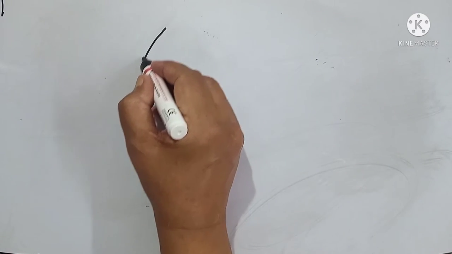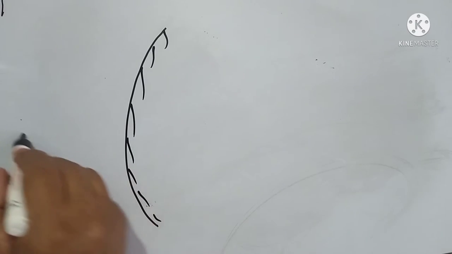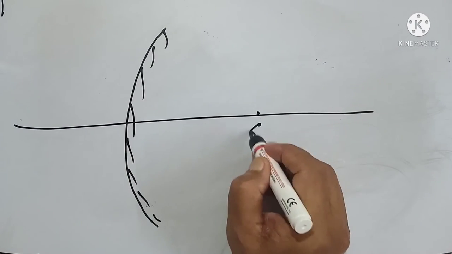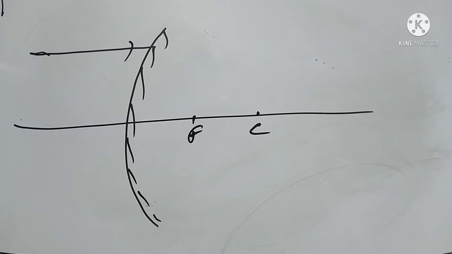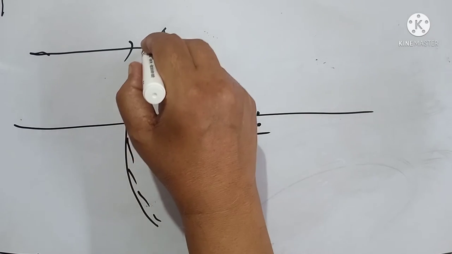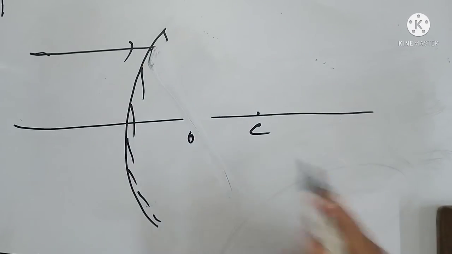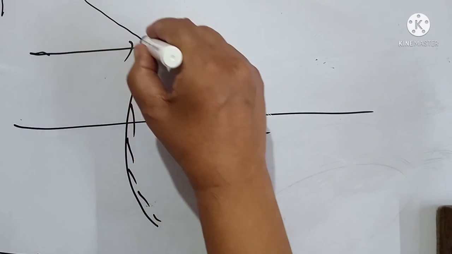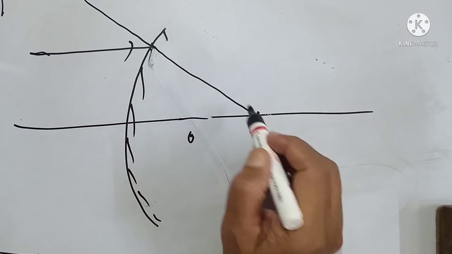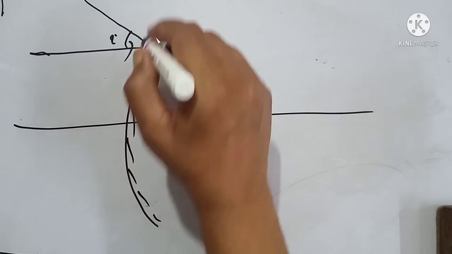Just take for example image formation through a concave mirror. There is one and only one position. This is the reflecting surface here. This is C, this is F. Let us suppose a ray coming parallel to the principal axis, strikes here and is allowed to pass through F. We join this point to C. This is I. And reflection takes place here.